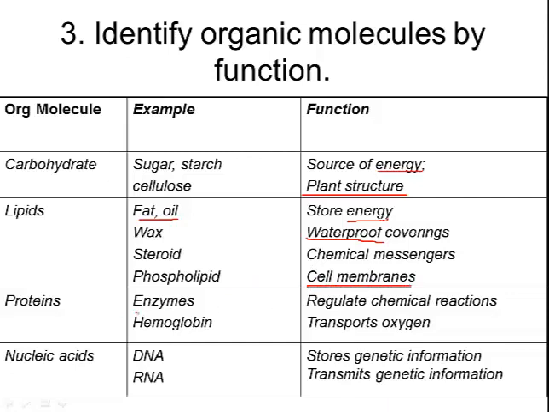For proteins, a couple of examples. Enzymes are going to regulate our chemical reactions, mostly, remember, by speeding them up. Hemoglobin is an example that is going to transport oxygen, so lots of other proteins can transport stuff. There's also proteins called antibodies that fight diseases, lots of different proteins in your body. Nucleic acids, DNA, are storing your genetic information, and RNA is going to transmit that genetic information so you can do something with it. So those are some of the various functions for our organic molecules.